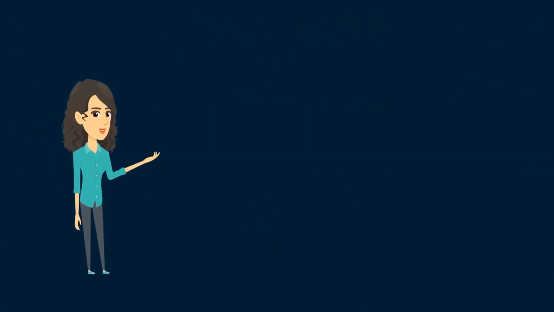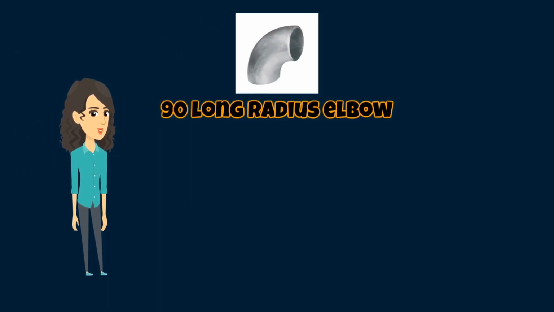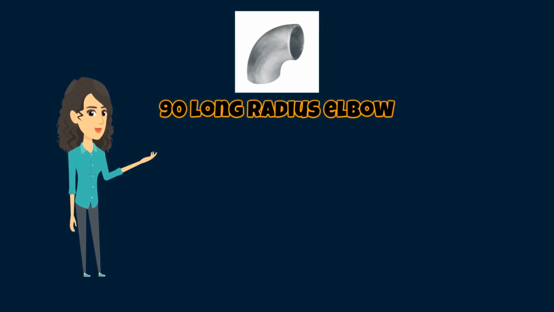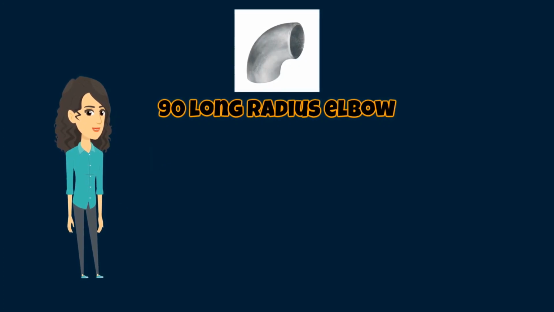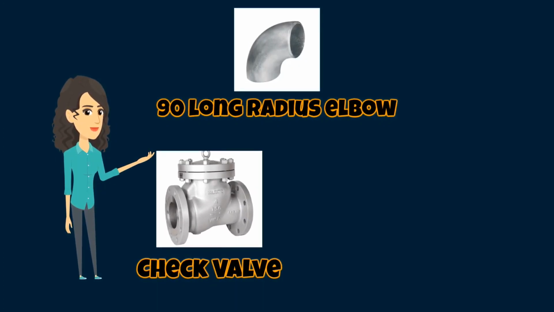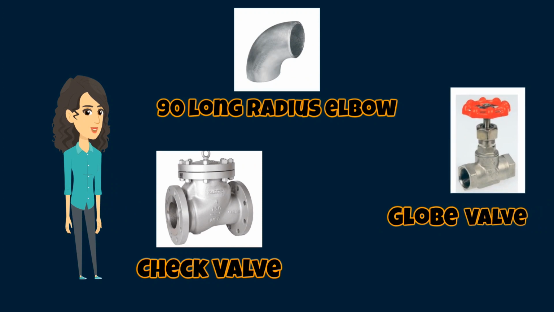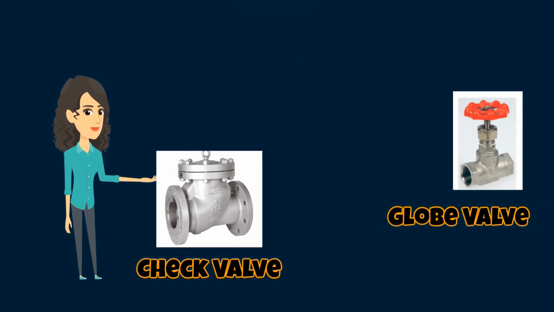For the fittings, a 90-degree long radius elbow is used because it has less friction, since it is longer and has a gentler turn. Other than that, a check valve is installed after the pump to avoid reverse flow, which can affect the efficiency of the pump. Lastly, a globe valve is also installed after the pump to regulate the flow before entering other unit operations.